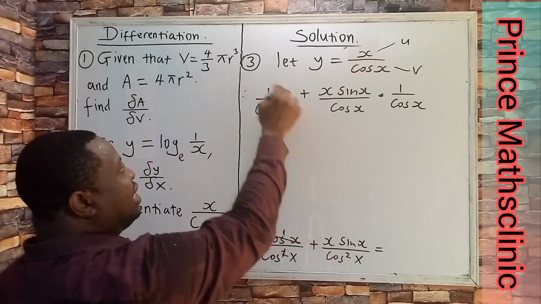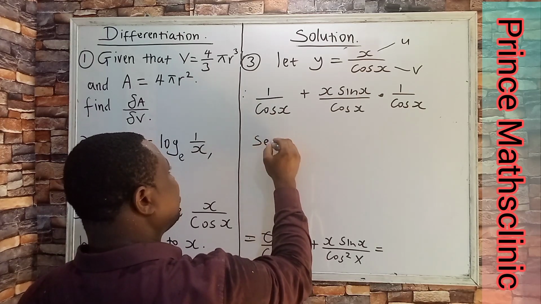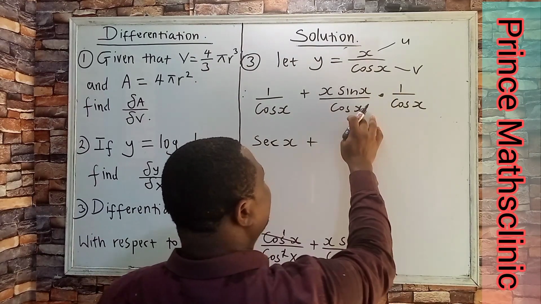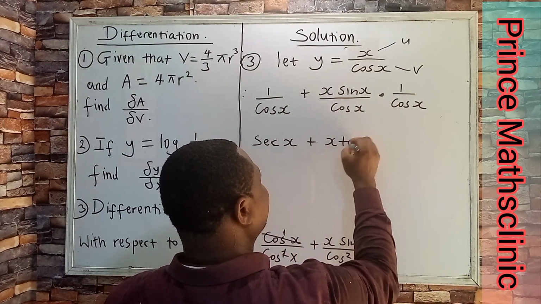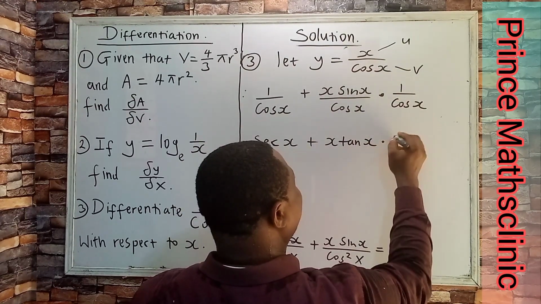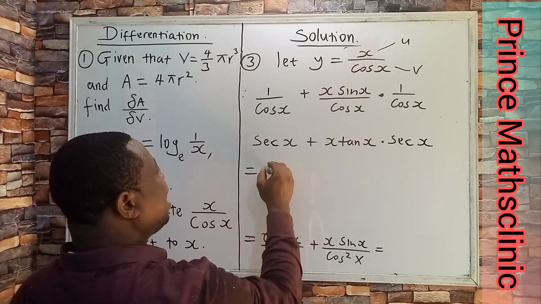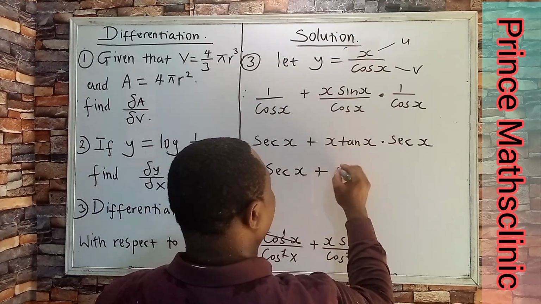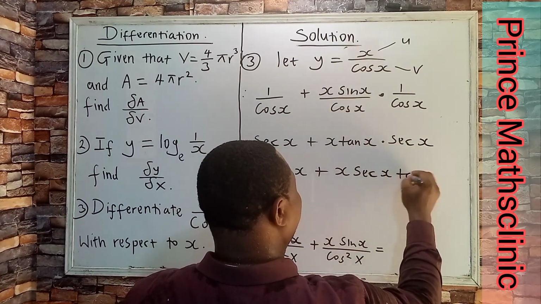So from trig identity, we know that 1 over cosine x is sec x. Then sine over cosine is tan x. So I can say this is x tan x multiplied by sec x. So you can choose to rewrite it as sec x plus, I want to bring this to the front, so this becomes x sec x tan x.